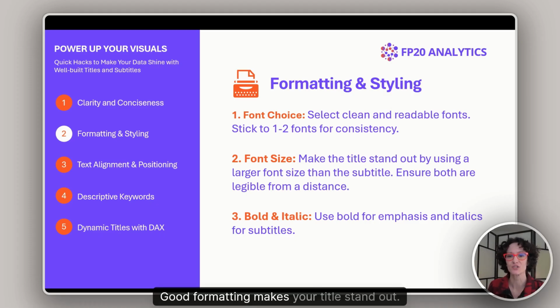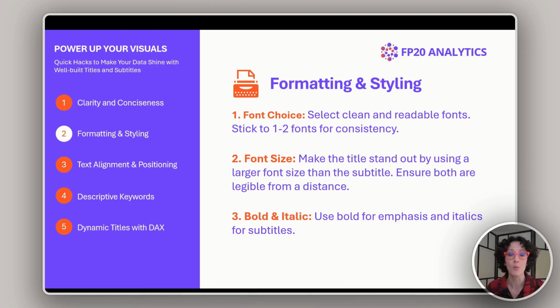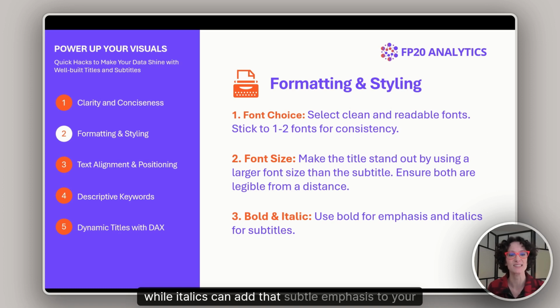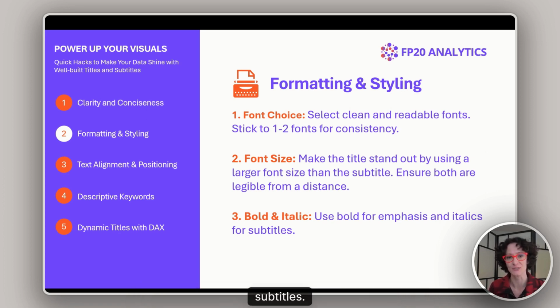Good formatting makes your title stand out. Ensure to use clean, readable fonts and limit yourself to 1 or 2 font types, and making the title larger than the subtitle for emphasis. Bold text works great for highlighting your key points, while italics can add that subtle emphasis to your subtitles. Let's take a look at this in Power BI.